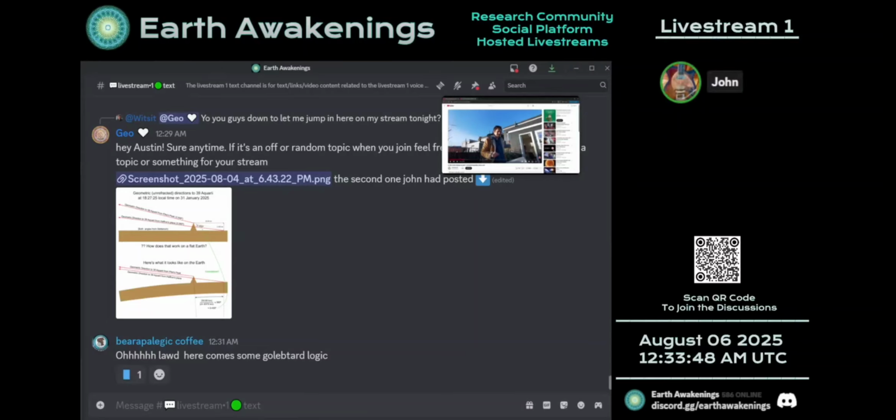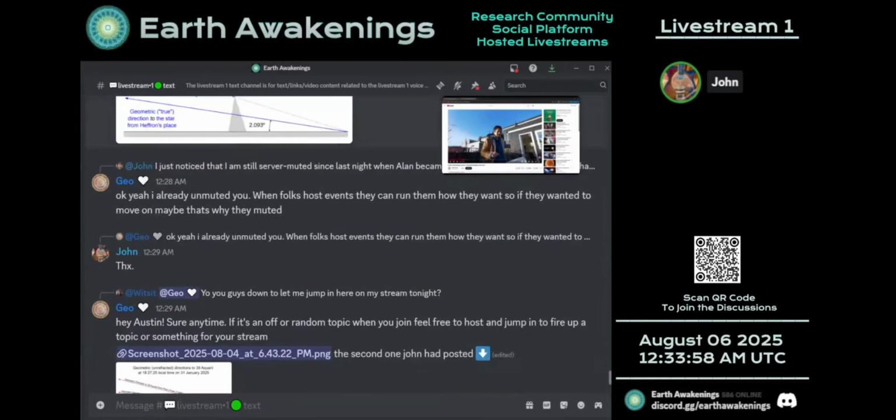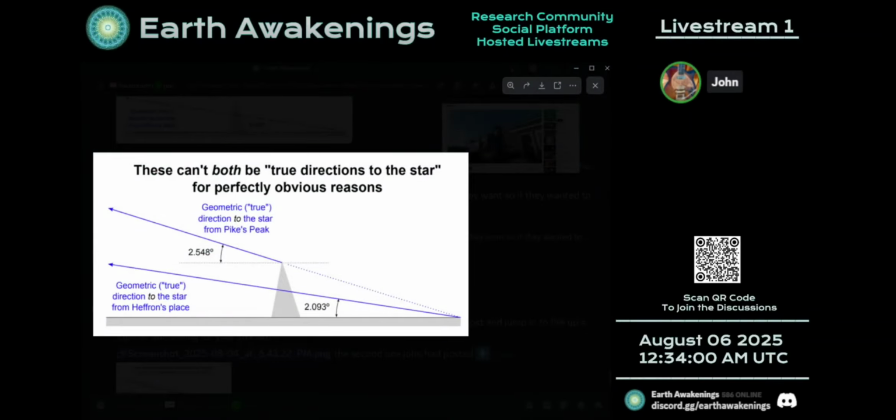It's that 2.093 degree angle there. And as you'll notice, those two directions can't point to the same thing. If they crossed, right, you could have lines in different directions that cross at some point, and then they'd be pointing at the same thing. But those two lines can't possibly point at the same thing, and yet they both purport to be the actual true direction from their bases to that star. And I was trying to get Alan to explain how you understand that on a flat Earth.